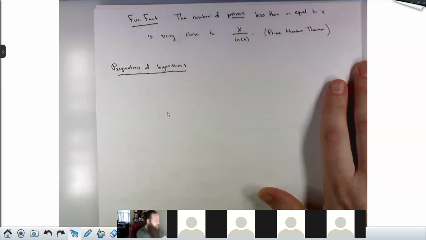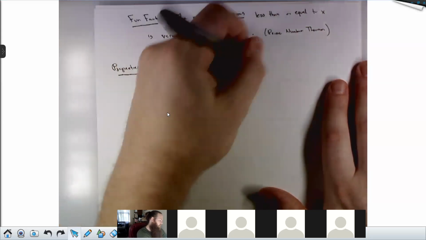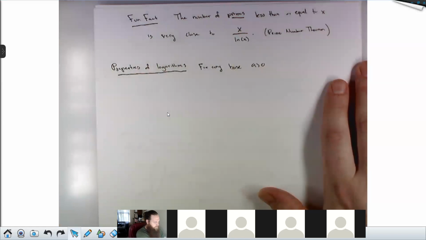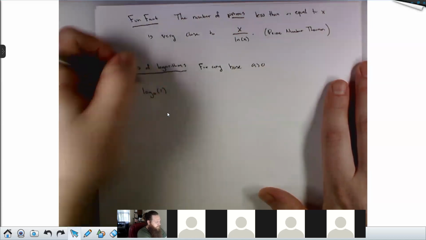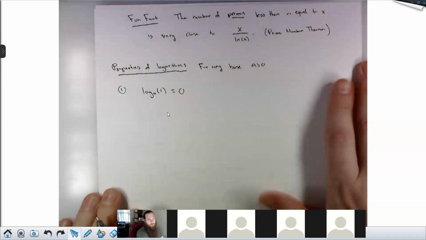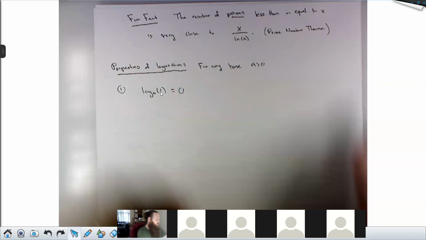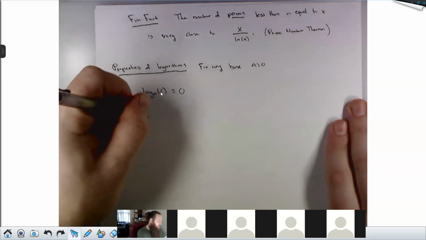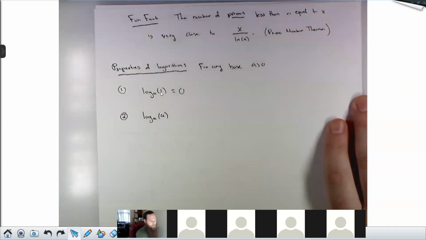So regardless of the base, the following are true. 1, the base a logarithm of 1 will always be 0, no matter what the base is. So the ln of 1, the log of 1, the base 2 log of 1, all of those are 0. Because if you take any of those bases a and raise them to the number 0, you'll always get 1 out. 2. The base a logarithm of a itself is always going to be 1.